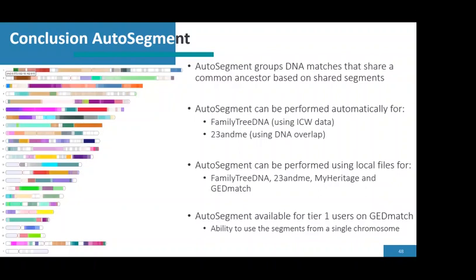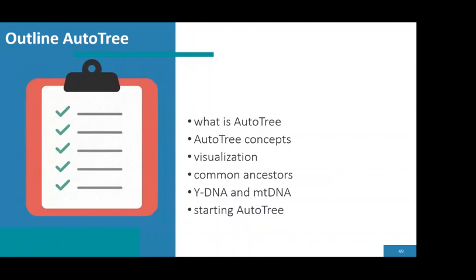All right, so this concludes the AutoSegment. We will now continue with the AutoTree. This is the outline. We will first go to the concepts, visualization, and how it identifies common ancestors. This tool works primarily for autosomal DNA matches, but there's an option to work with Y-DNA and mitochondrial DNA matches as well. And in the last part, we'll be showing how to start the analysis.